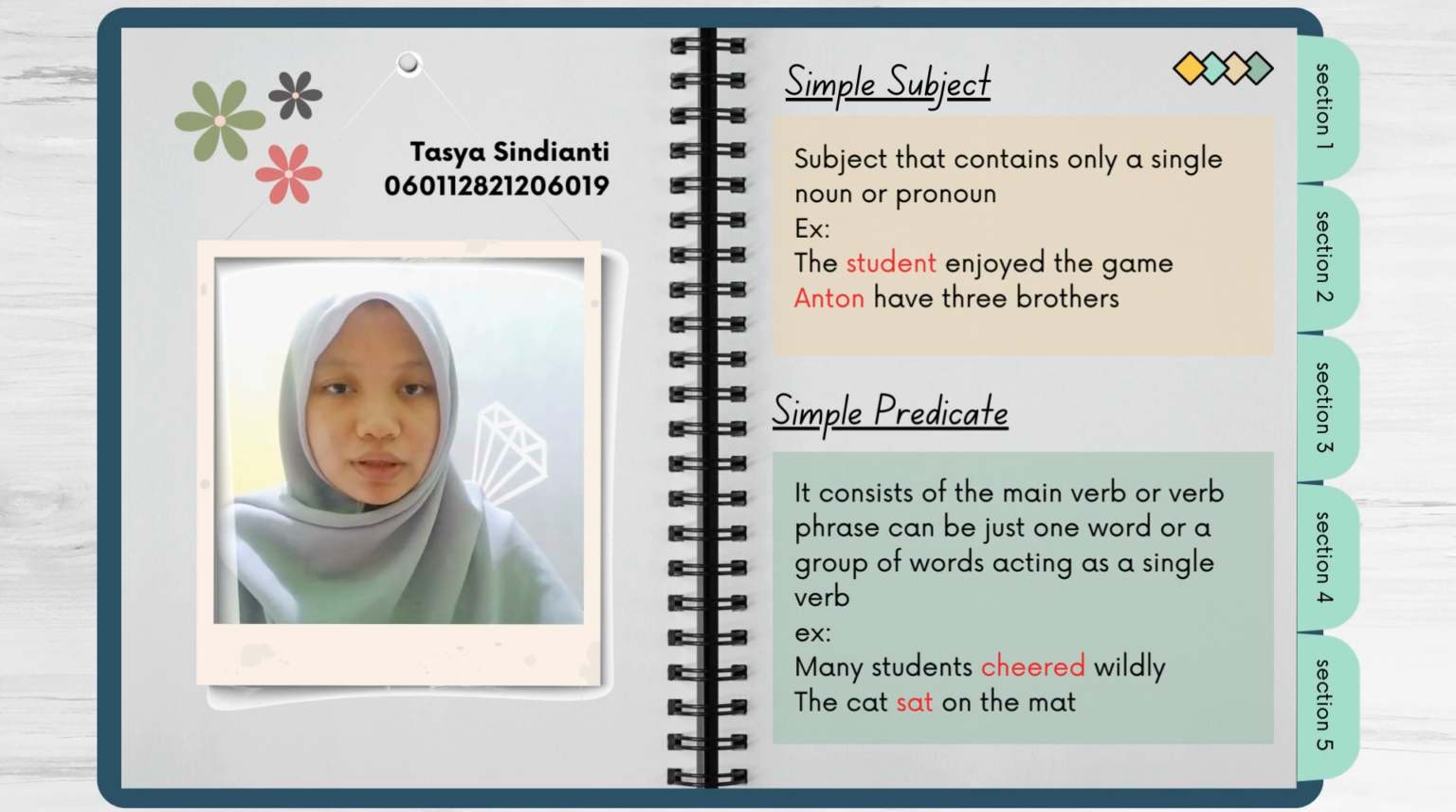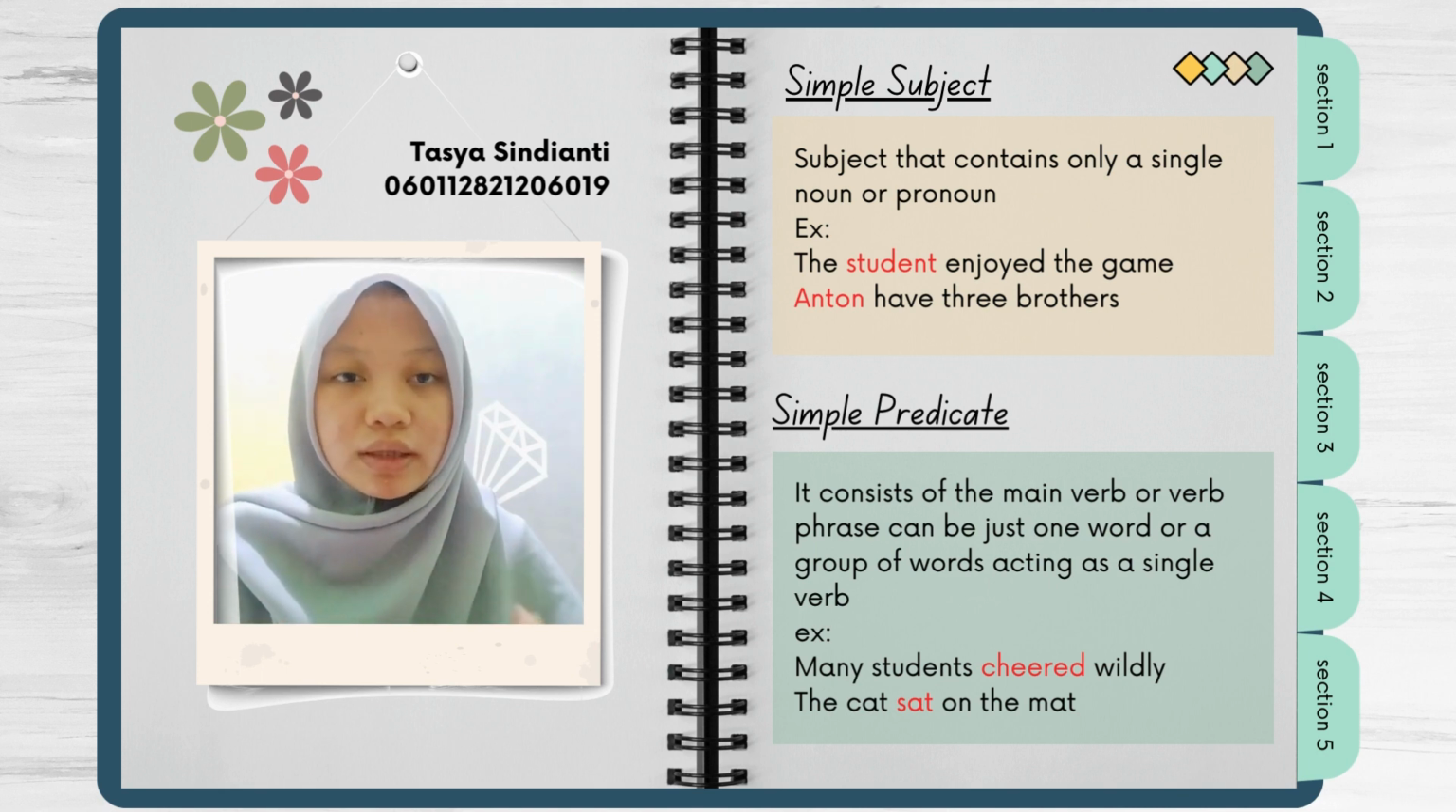For example, many students cheer widely. Here, cheer is the simple predicate. And then the second example is the cat sat on the mat. The simple predicate is only sat.